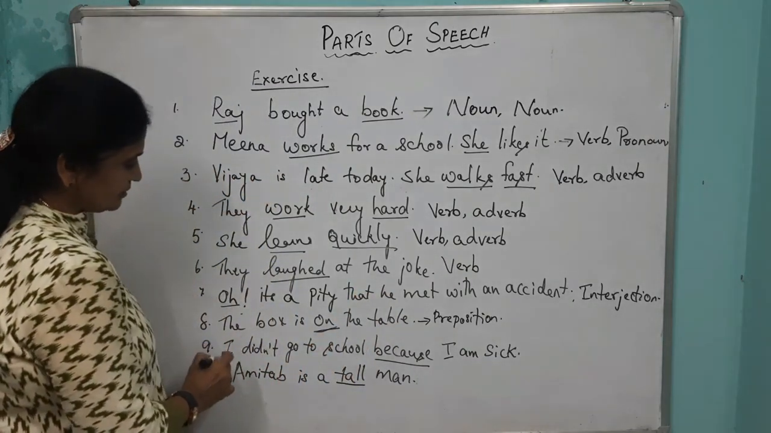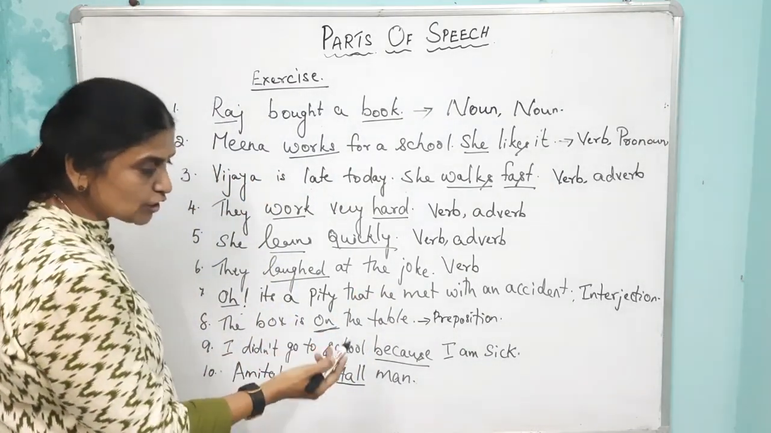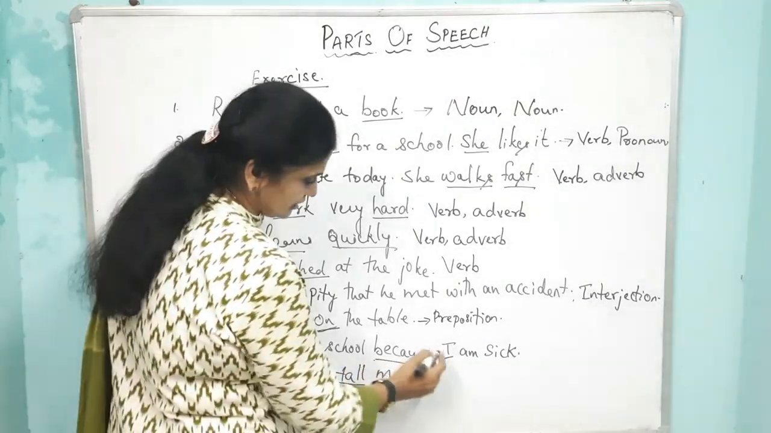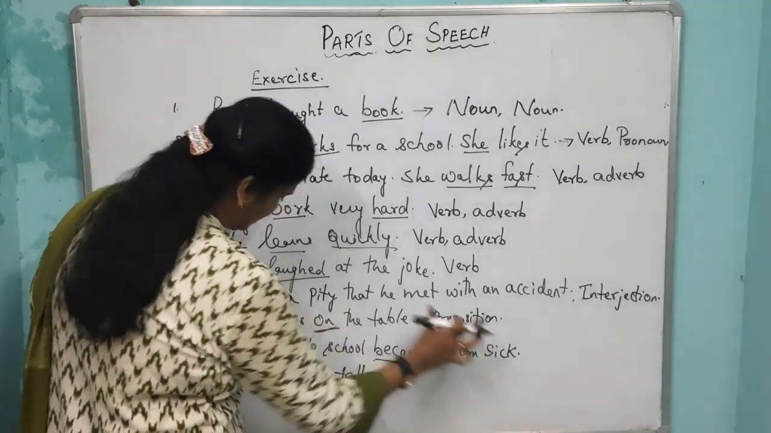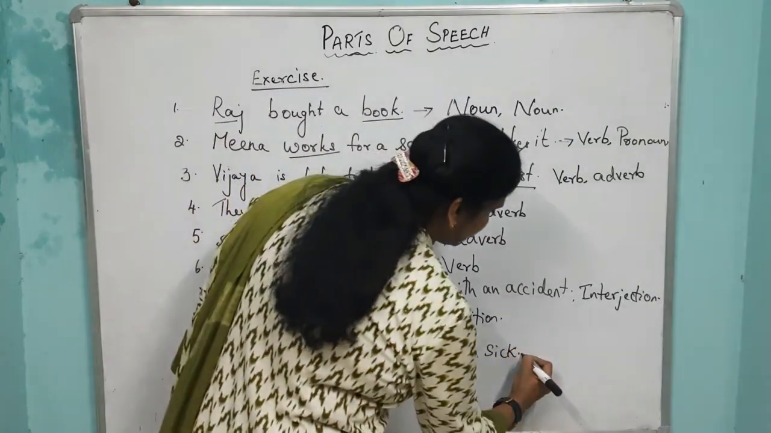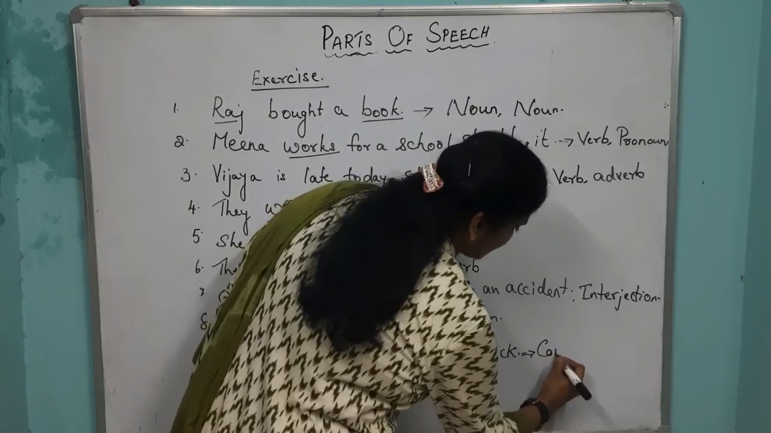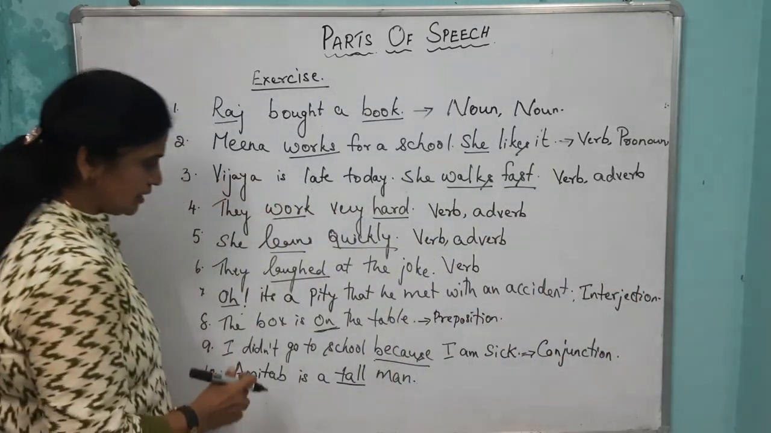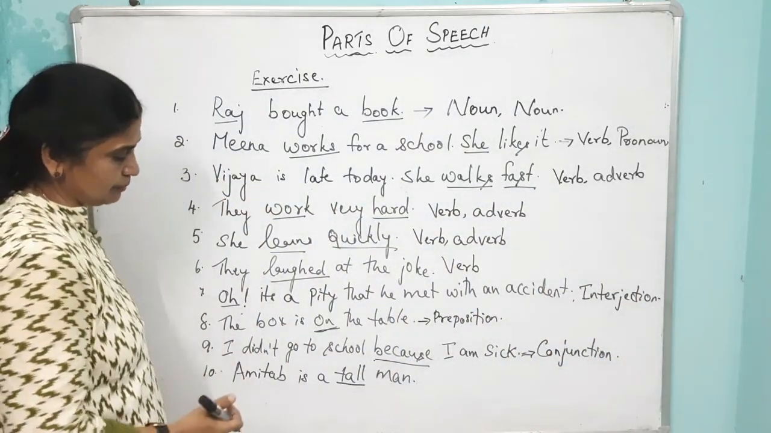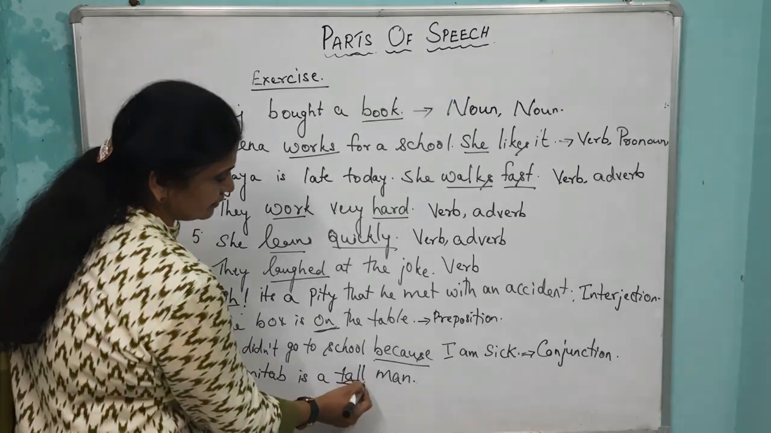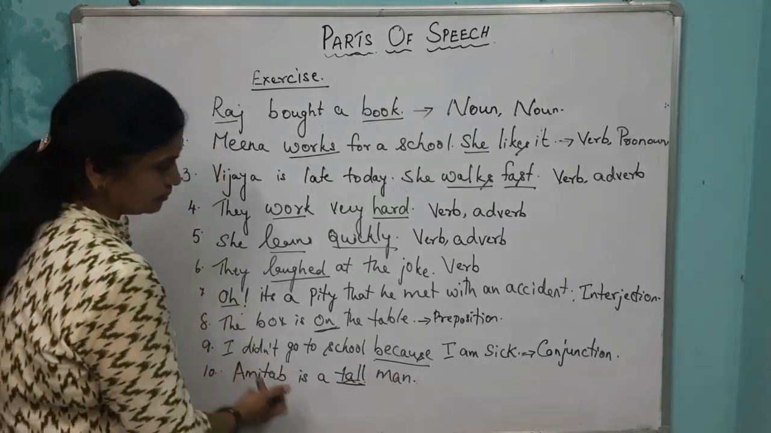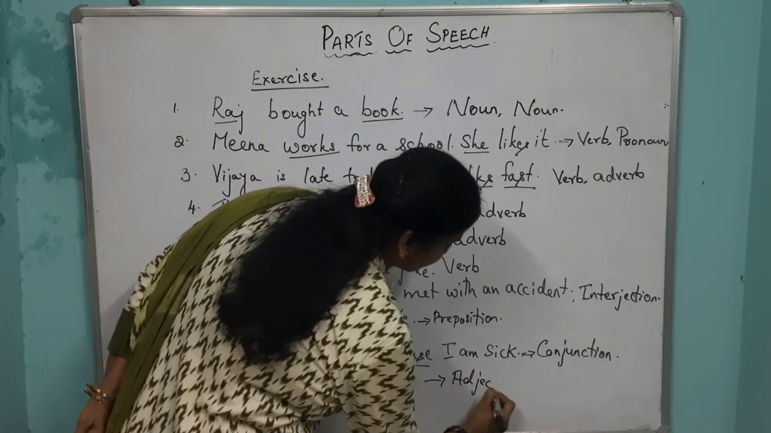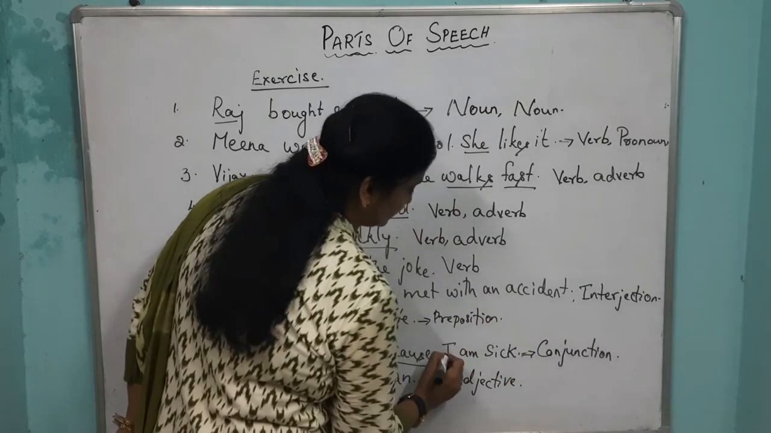Okay, ninth sentence. I didn't go to school because I'm sick. Now, because is connecting these 2 sentences. I am sick. I didn't go to school. So, the connecting word is called what? Conjunction. Okay. Amitabh is a tall man. Tall is describing the man, that is Amitabh. Describing the noun is called what? Adjective. Okay?